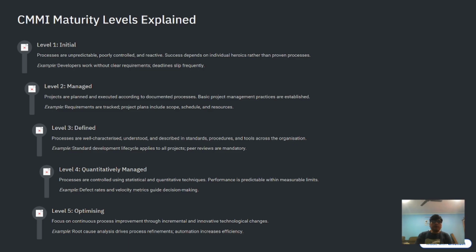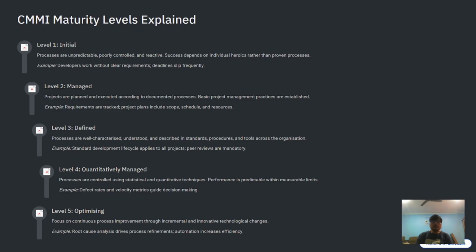What is the number 5? Number 5 is optimization. Now how are we optimizing the CMMI level? Till date we started with initial, we have a managed process at level 2 where we got control, then we have a defined level where we are well defining the processes. At level 4 we are getting the metrics, the numbers, and based upon that we are putting up control over the project. Now what is level 5?